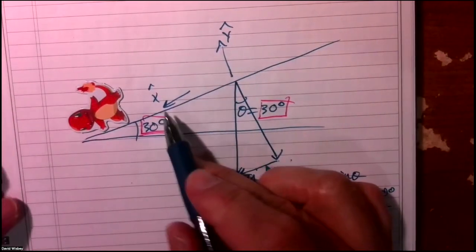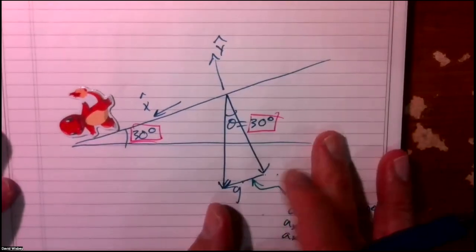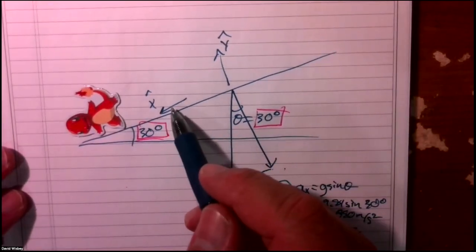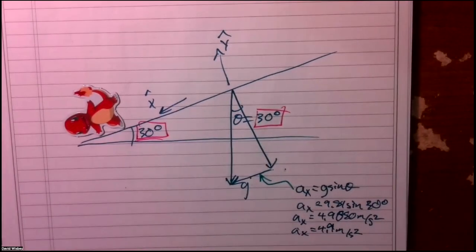So what did we do? We created a new axis system and we said positive x is going down the hill.